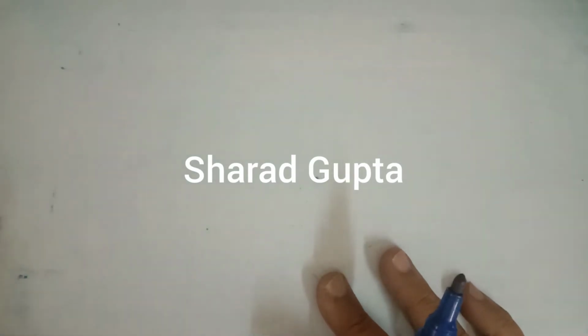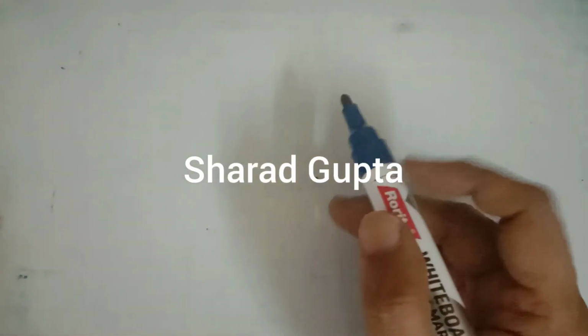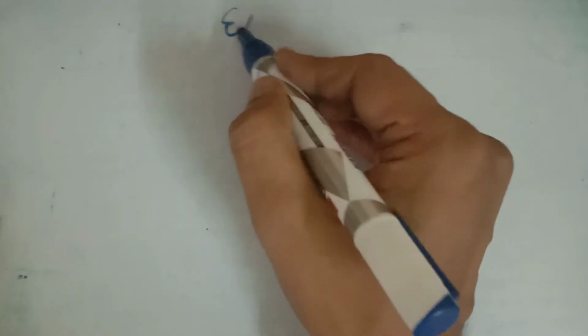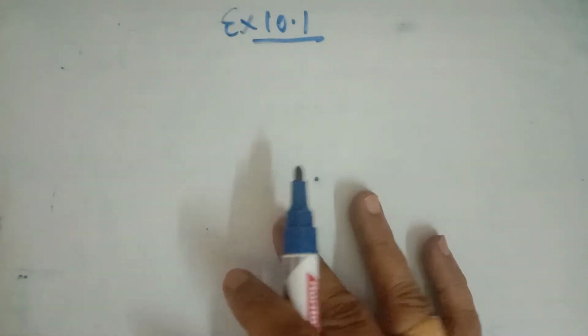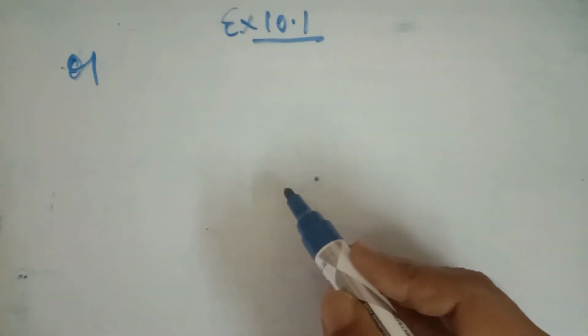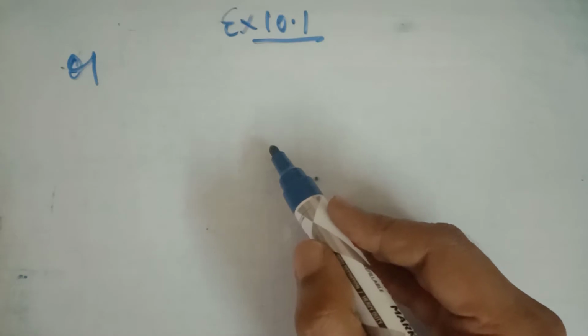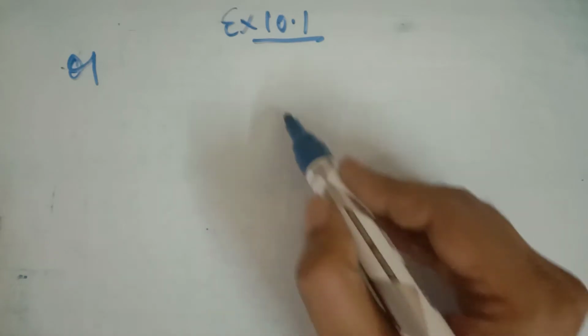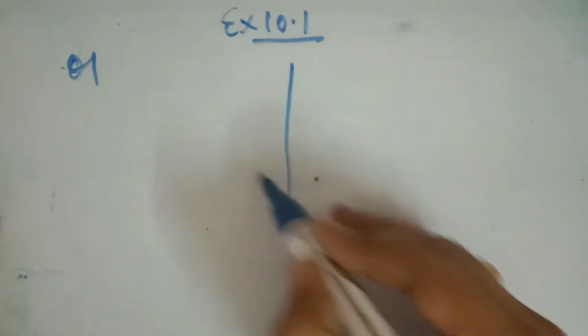Hello, this is lecture number 3 for the chapter Vectors for class 12th, and we are starting with exercise 10.1 of your NCERT book. In question number 1, you have to represent a vector displacement of 40 kilometer 30 degree east of north.